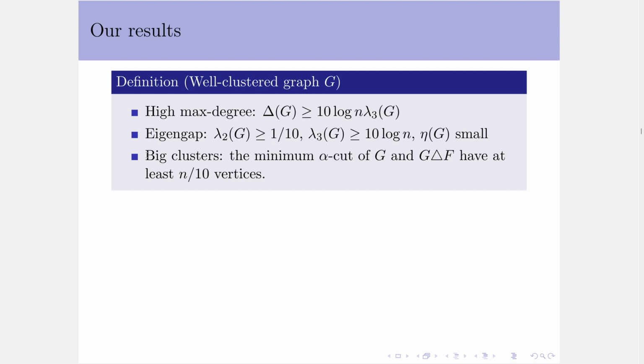The third assumption we make is that the graph has big clusters. What this means is that the minimum alpha cut, the minimum balanced cut, of G and G delta F both have at least n over 10 vertices. Again, this 1 over 10 is quite arbitrary, and we can replace it with any constant we want.